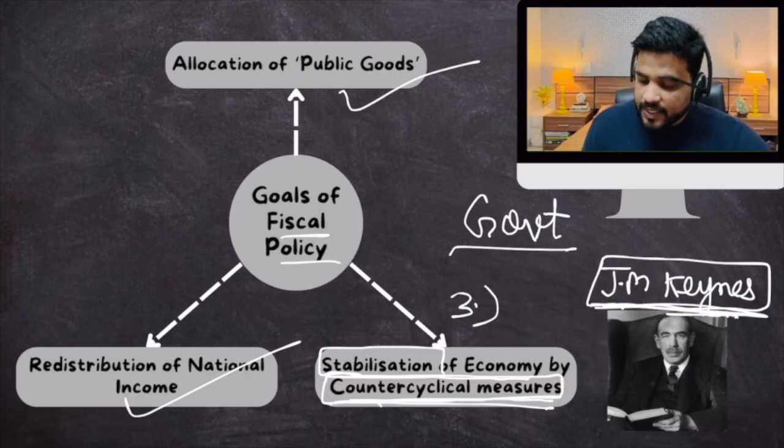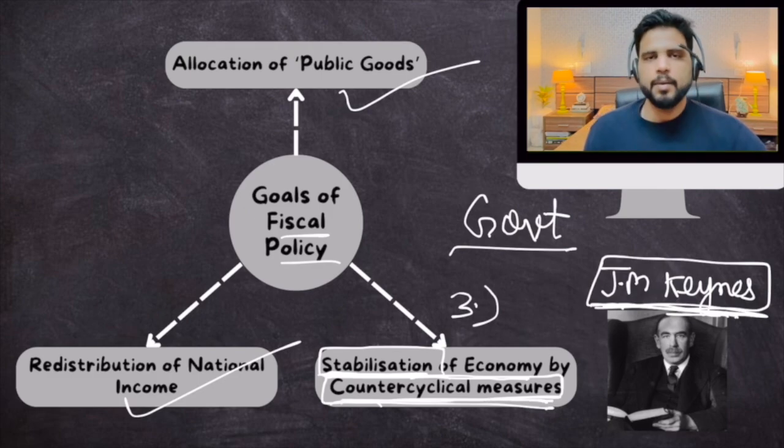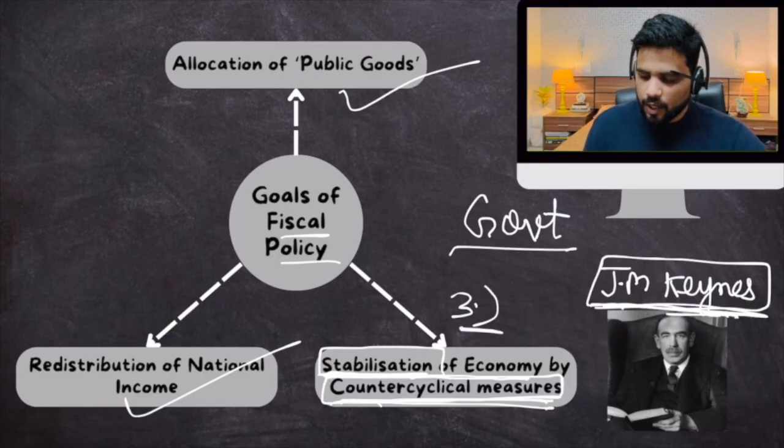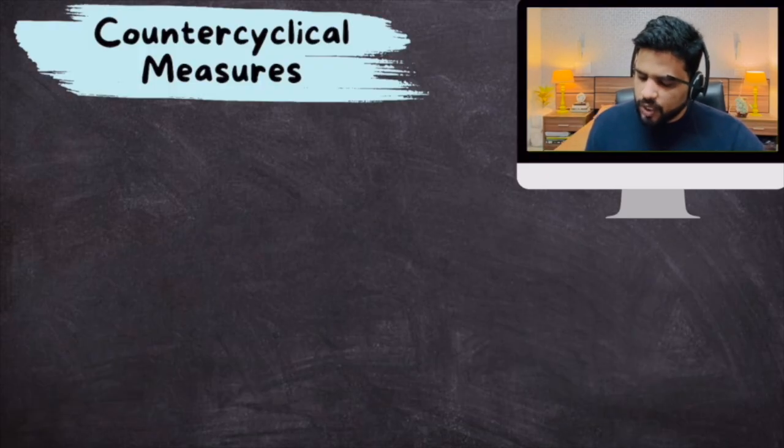Okay, and government stabilizes the economy. John Maynard Keynes says that government stabilizes the economy through counter cyclical measures. So I said that this third goal is the most important and a little bit technical. So we are going to spend some time on this third goal. First of all, let's understand what is this counter cyclical thing that John Maynard Keynes is talking about. And then we'll try to understand how this counter cyclical thing stabilizes the economy. So first let's talk about counter cyclical measures.